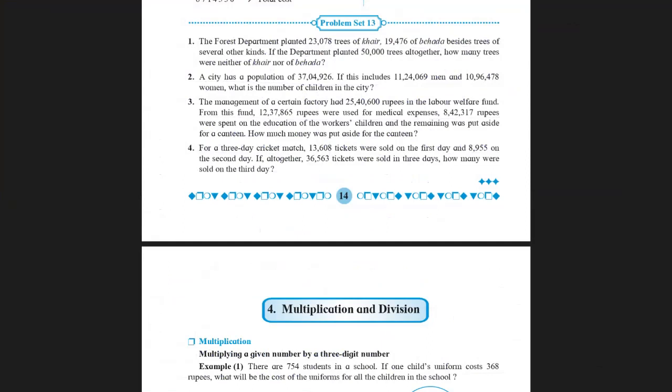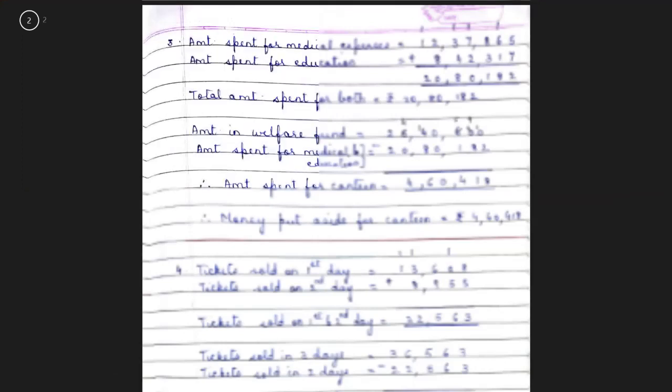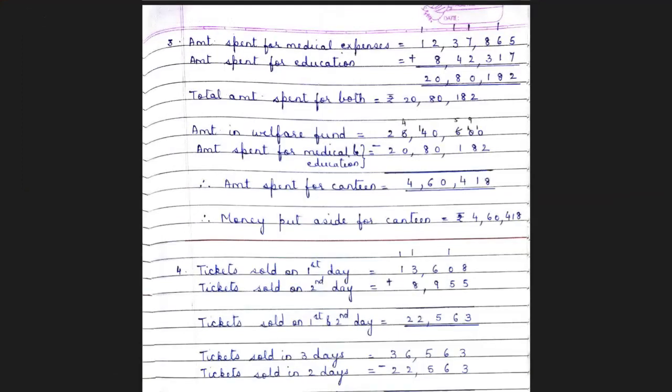We will add the amount spent on medical expenses plus education. We will add both those amounts, subtracted from the total amount which is there in the fund, labor welfare fund. So you will get the amount that was put aside for the canteen, right? So let's see how we have to do it. Amount spent for medical expenses and amount spent for education. You're going to add both of them up. 12 lakhs 37,865 plus 8 lakhs 42,317. When you add both, you get 20 lakhs 80,182. This is the total amount spent for both together.